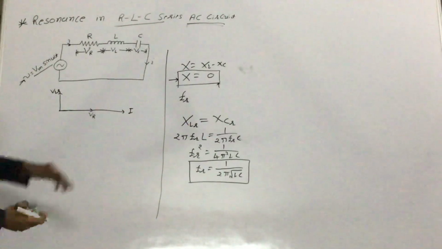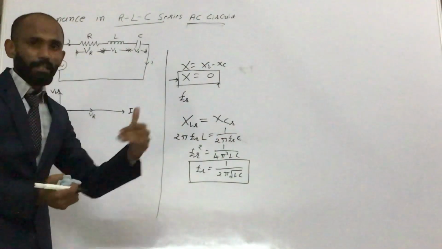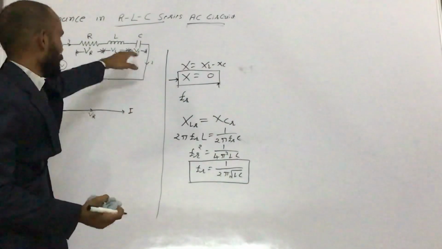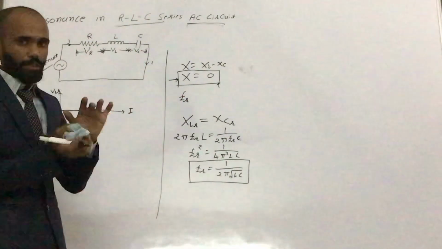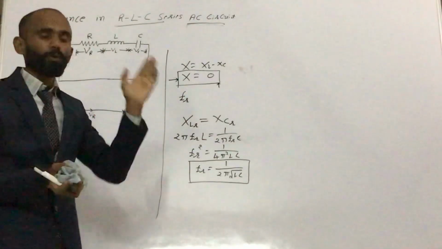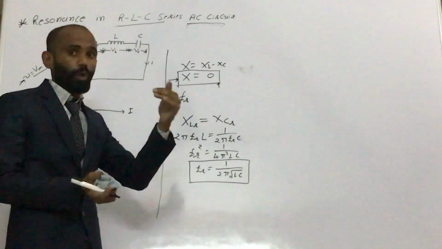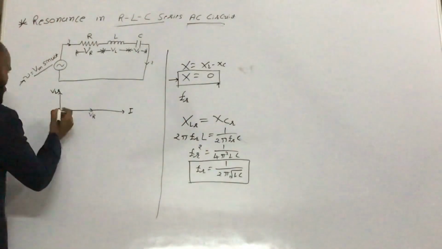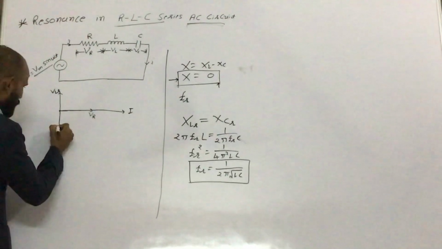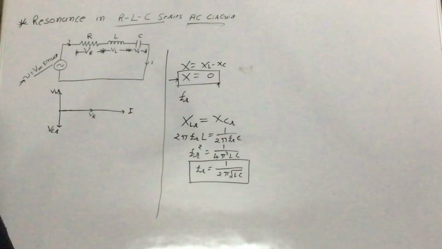And voltage across capacitor lags the current. Or in other words, in capacitive circuit we can say that current leads the voltage by an angle 90 degree, or voltage lags the current by an angle 90 degree. So this VC lags the current by 90 degree.